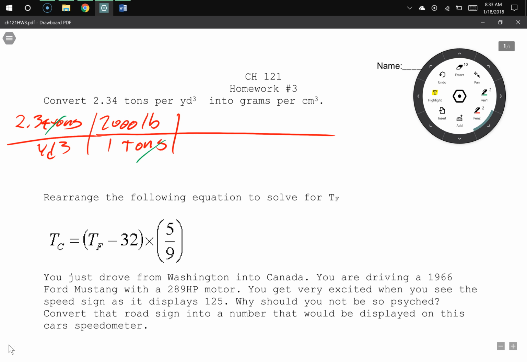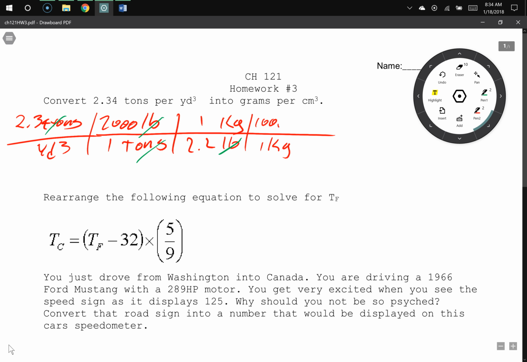What should we do next? We don't want pounds, right? So we'll put pounds in here. We can turn that into kilograms. So one of these and 2.2 of these, and then I can get rid of the pounds unit. And then I can go 1 kilogram is 1,000 grams. And so then my kilograms are gone and I've got grams. So half of my problem's taken care of.